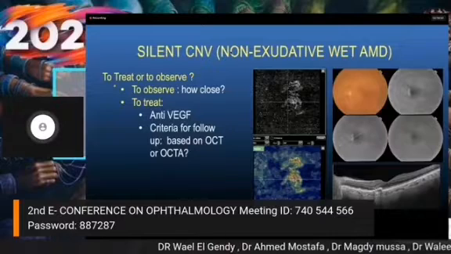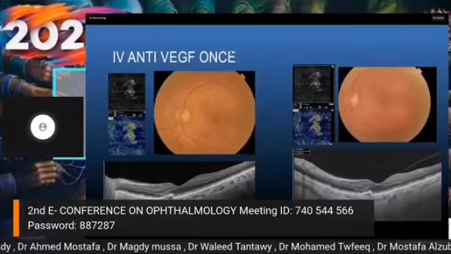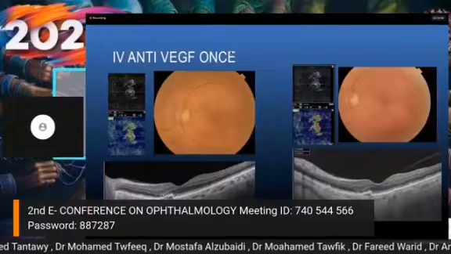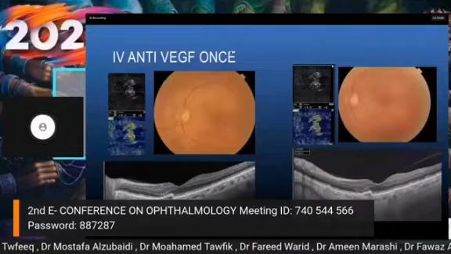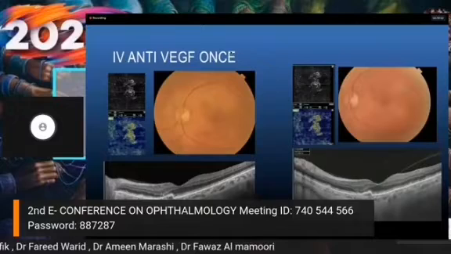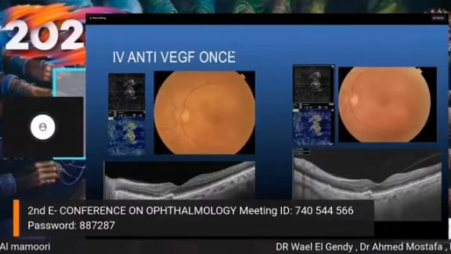Five years ago or four years ago, I used to treat these patients. And this is the patient. I gave her anti-VEGF once and nothing happened. The membrane is still the same. And I did another couple of patients and I found no change. The vision is still the same. There's no change on the OCT. There's no change on the fluorescein, and OCTA is almost the same.